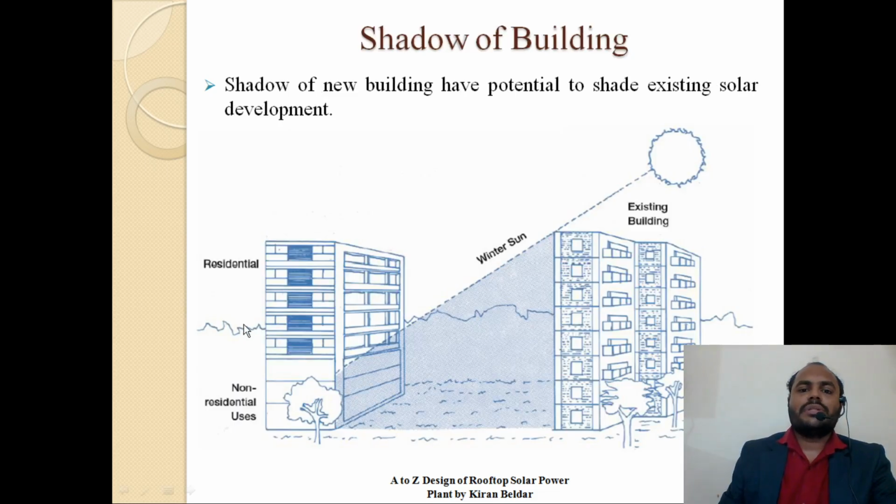Shadow of a building. So this is a particular type of shadow length. This is an existing building and this is a new building. Whenever the sun is giving its rays, the length of the shadow is coming up to here. So if we want to install a solar panel over this building, it is possible because the length of the shadow is not falling over the solar panels which we put on this new building. Whenever we install any kind of solar panel over a building, we should check the shadow of existing buildings there, the shadow of a tree also, the shadow of a pole also. The shadow of a new building has the potential to shade existing solar development also.